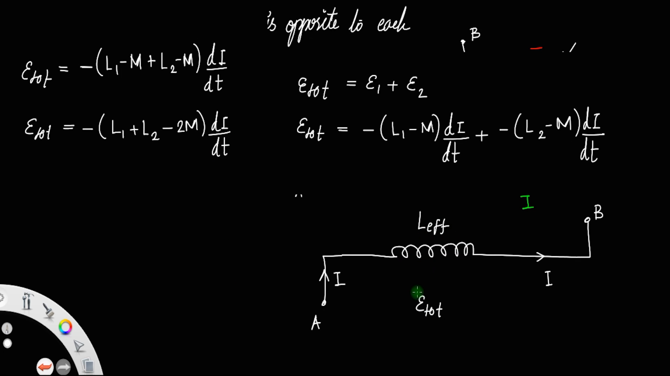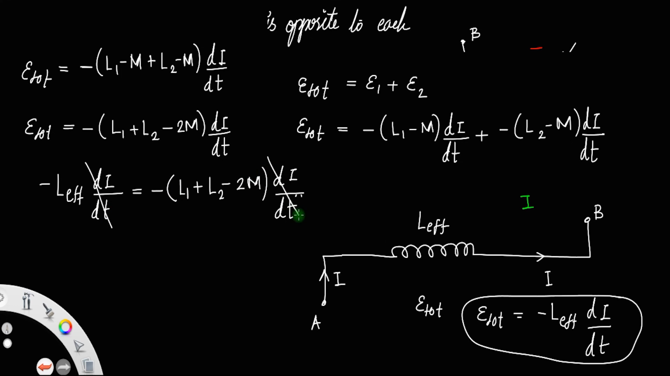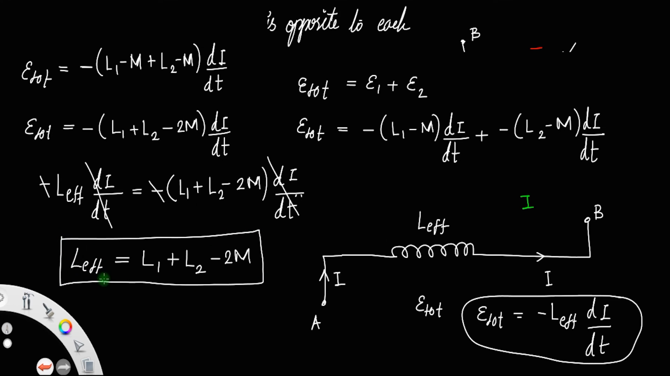Now, when you look at this circuit, you know total EMF E total will be minus the inductance, that is L effective, di by dt. So I can write this equation instead of E total. That is, minus L effective di by dt is equal to minus L1 plus L2 minus 2M di by dt. This di by dt will get cancelled. Also this negative sign will get cancelled. So the effective inductance L effective will be L1 plus L2 minus 2M. So this is the case for the effective inductance of two coils connected in series when both these coils conduct current in the opposite direction. Clear?